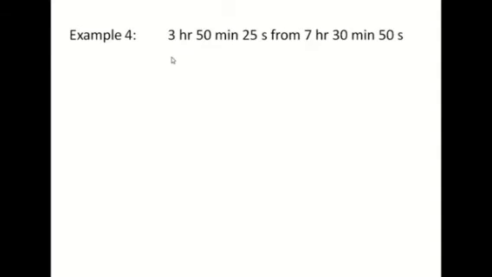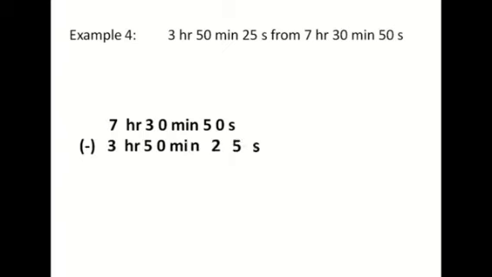Work out this sum. Here you have to subtract 3 hours 50 minutes 25 seconds from 7 hours 30 minutes 50 seconds. So we have to arrange first. Write 7 hours 30 minutes 50 seconds, down 3 hours 50 minutes 25 seconds. So we will start from seconds. In the column of seconds you can see 50 minus 25. So 50 minus 25 means 25 seconds.